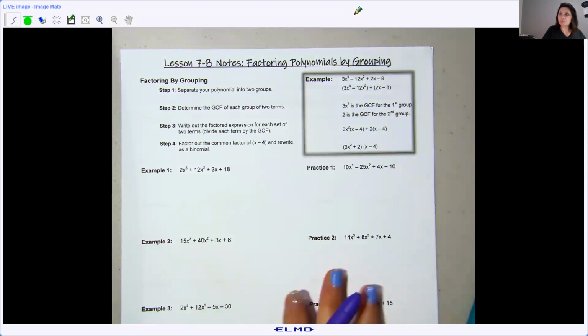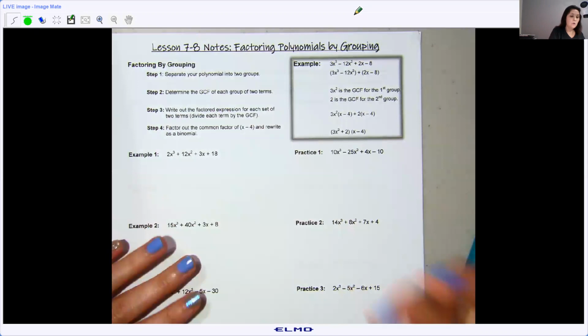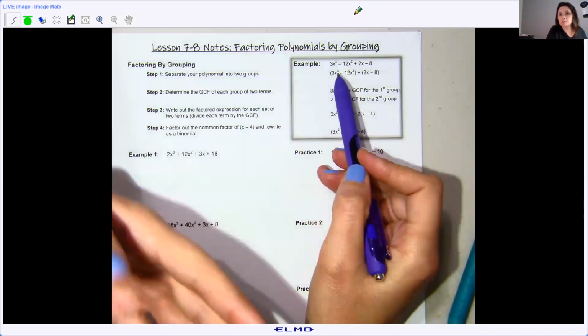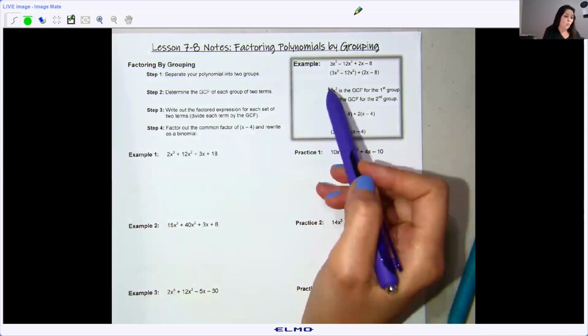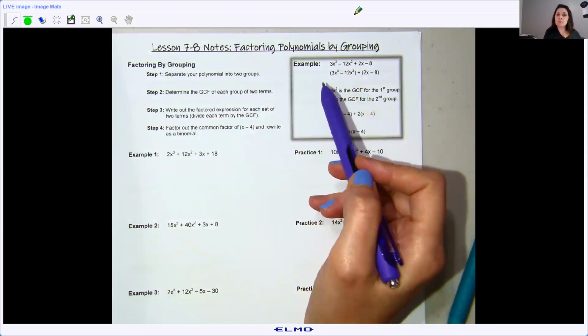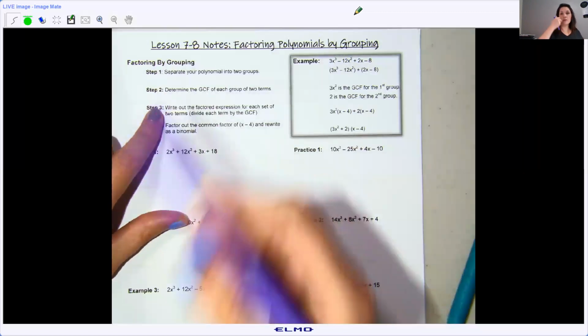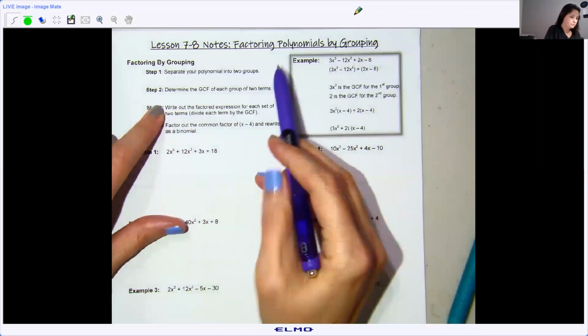Okay, so whenever you have a polynomial that has 4 terms in it, then one of your best options is to separate them into 2 groups, pull out the greatest common factor from each group, and then simplify your terms. So I am going to go through this first example and show you how that's done.